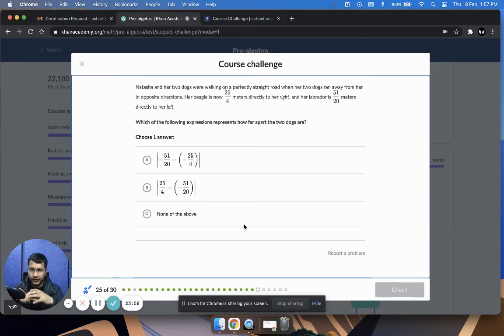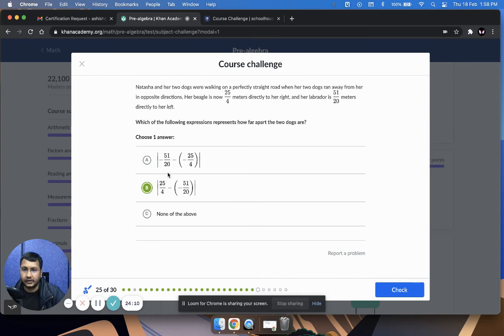Why minus? Because you're assuming that you're at the center, you're at the 0. So 25 by 4 is towards the right. Minus, because you're taking the difference. And the other position is minus 51 by 20. So option B looks right, not option A. In option A, both coordinates are negative. Both can't be negative. One is to the right, the other one is to the left. So B makes sense.